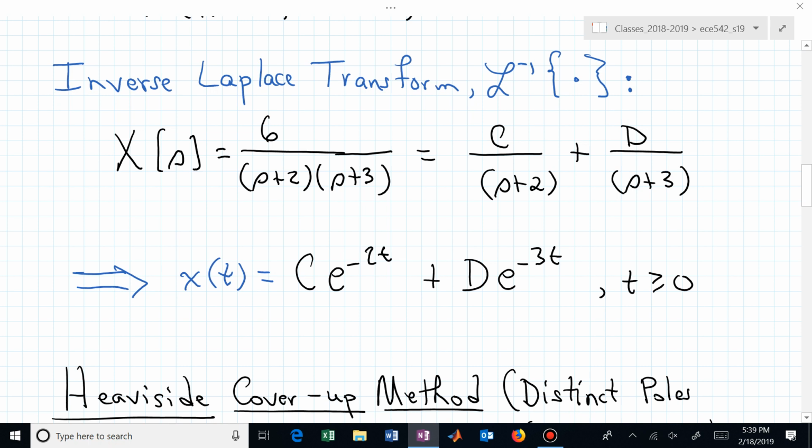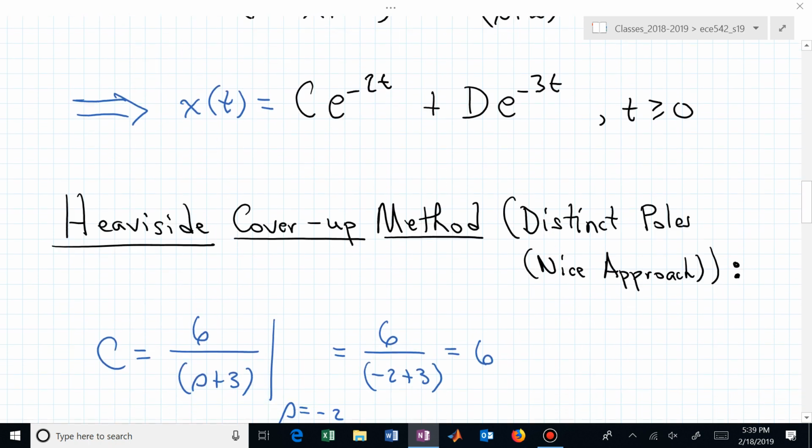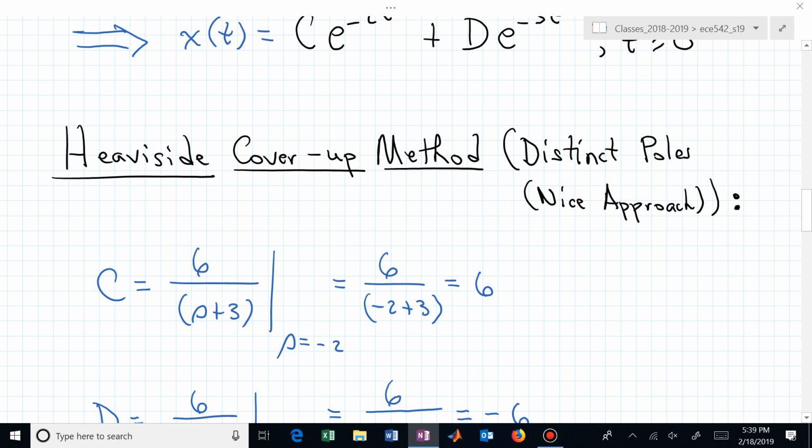Meaning C can be found by multiplying both sides by what's underneath C, which is this factor S plus 2, and setting that factor equal to 0 by letting S equal minus 2, which corresponds to now saying C is equal to 6 over S plus 3 when S is equal to minus 2, or C is in fact equal to 6.